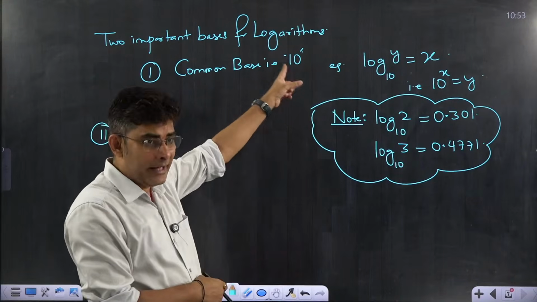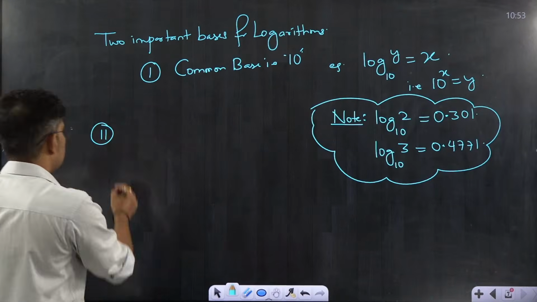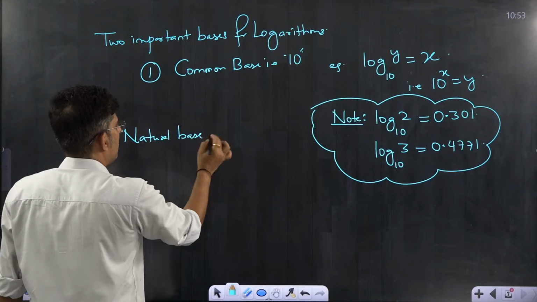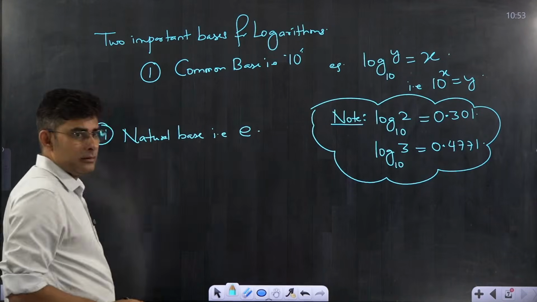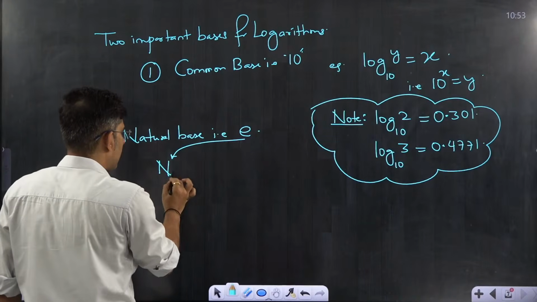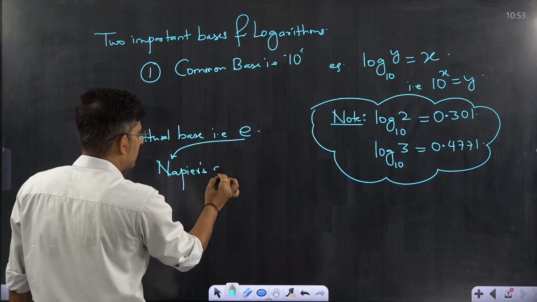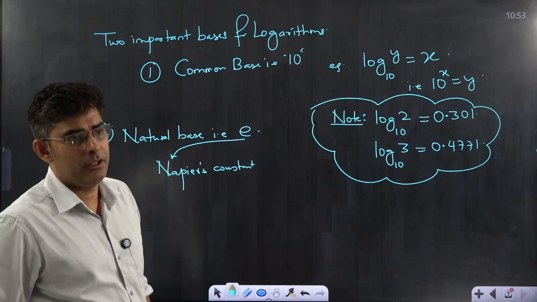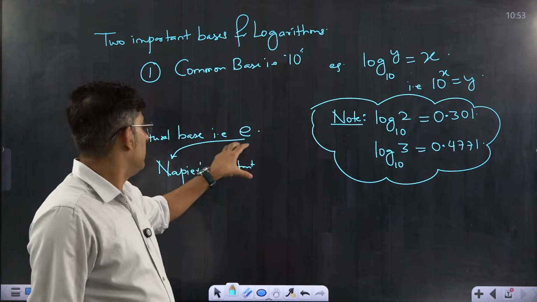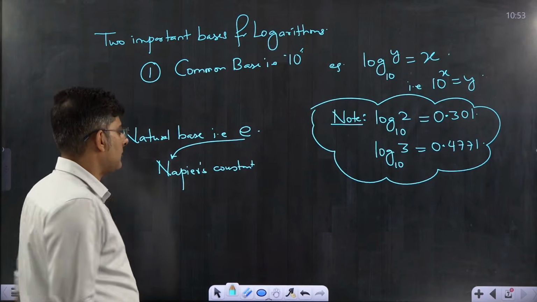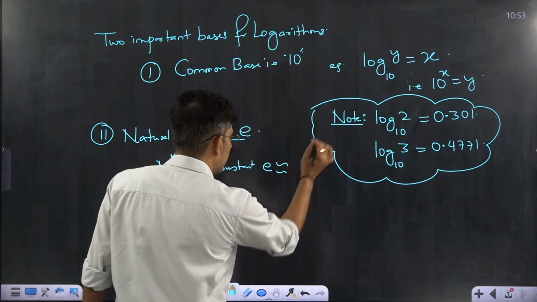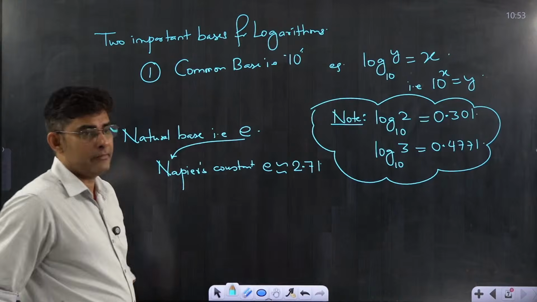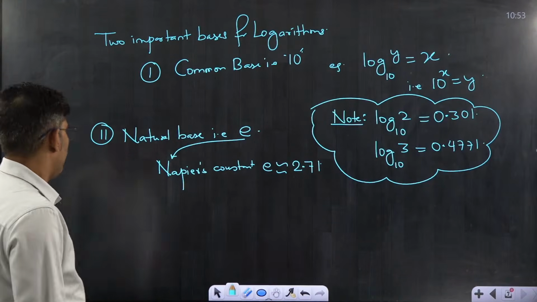So one base is 10, which is called the common base. Another base is called the natural base, that is e. Also this e is called Napier's constant. This occurs naturally in mathematical equations. So that is given the name natural base, Napier's constant, whose value approximately you can remember is 2.7.